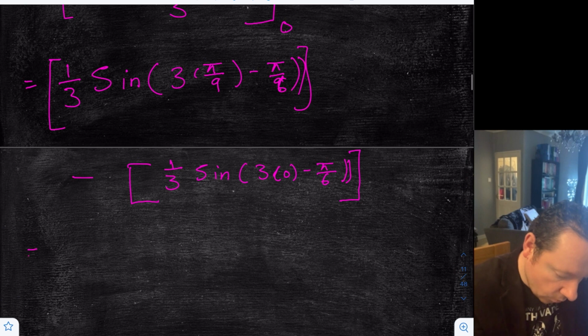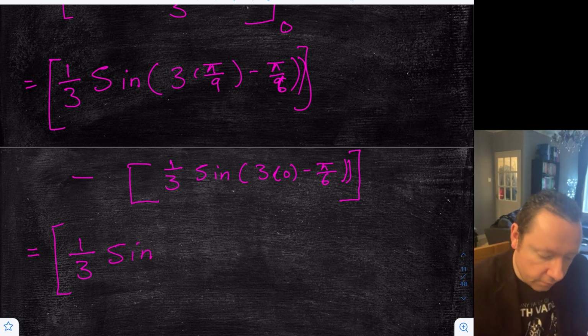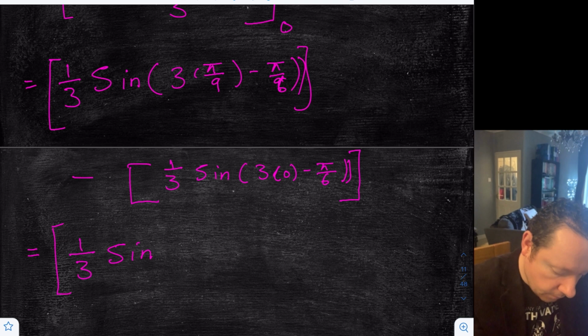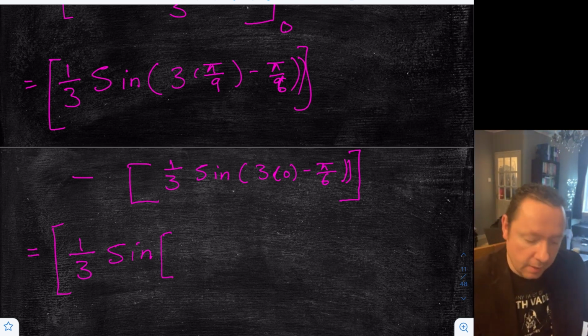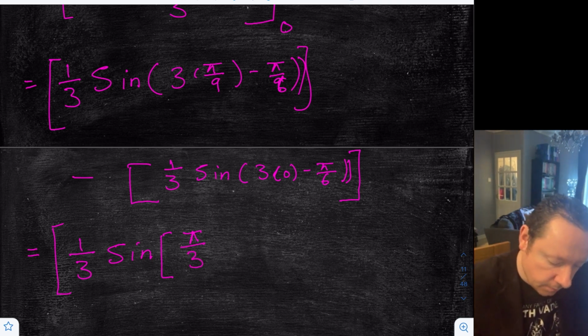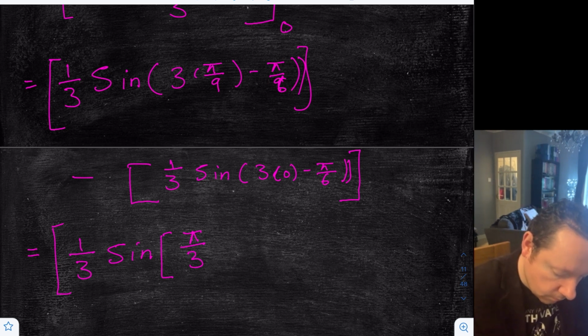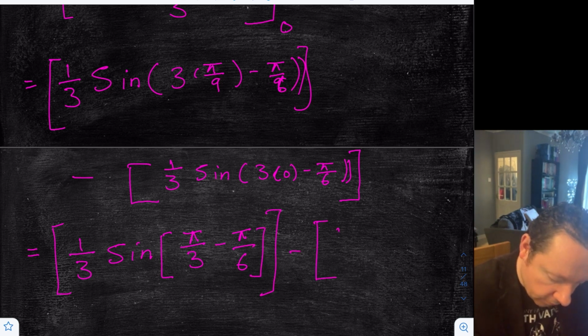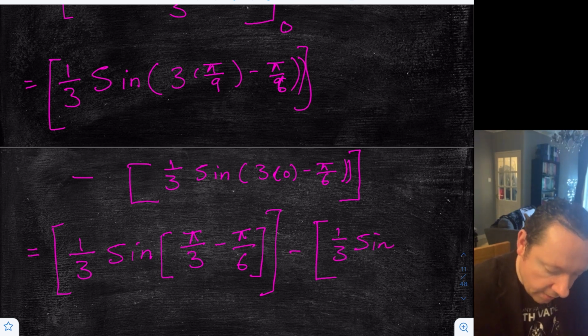So that gives me 1/3. If I take my first one, sine 3 pi over 9. So let's just do this. 3 pi over 9 is pi over 3. So I've got pi over 3. And then our pi over 6, we can think of that as minus pi over 6. Take away 1/3 of sine. And then 3 nothings is nothing, so it's just minus pi over 6.